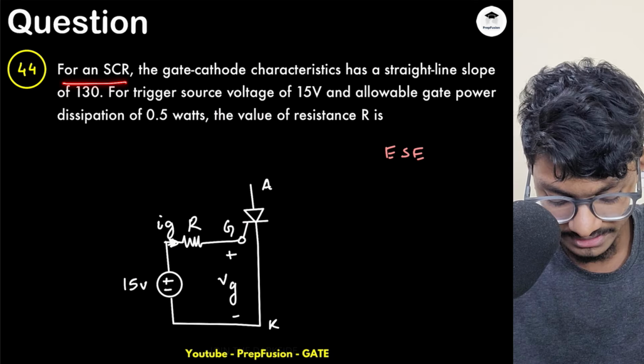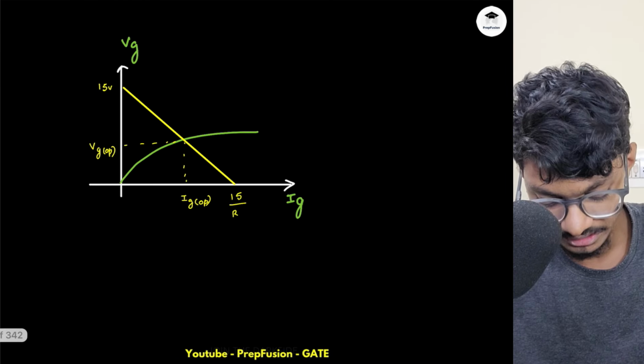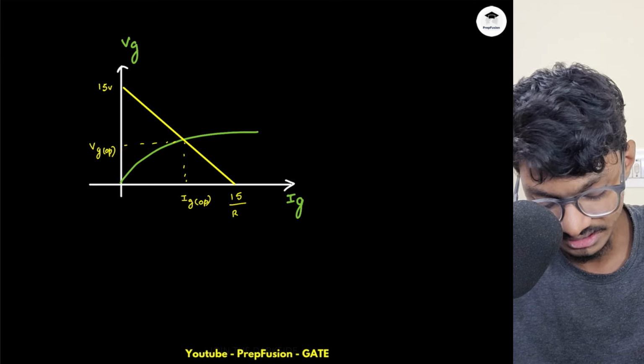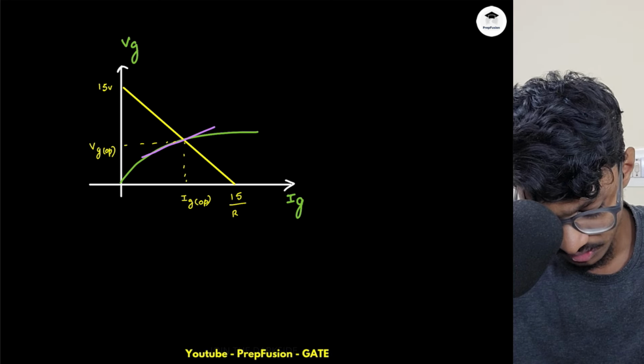In this question, for an SCR, the gate cathode characteristics has a straight line slope of 130. Here they have drawn the gate cathode characteristics, and the slope at this operating point is 130.